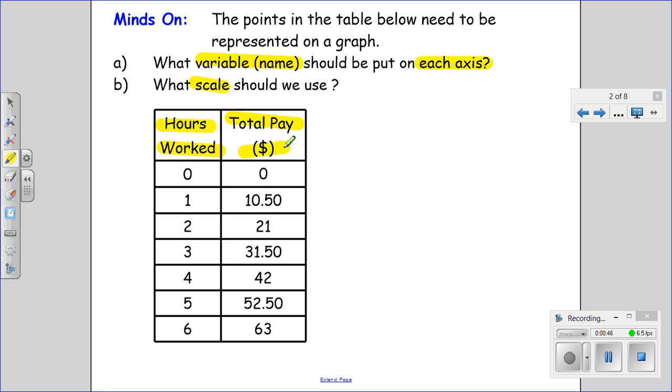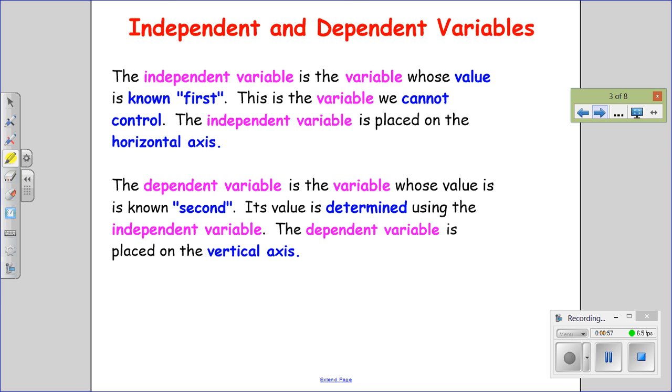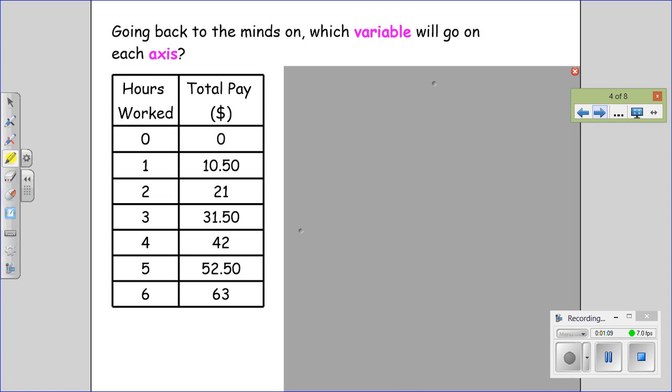horizontal or x-axis. Your total pay depends on hours worked, so it's your dependent variable, and therefore it will go on your vertical or your y-axis. Just a quick definition here. If you don't have a definition of independent and dependent variables, remember we can't control our independent variable. And the dependent depends on that.